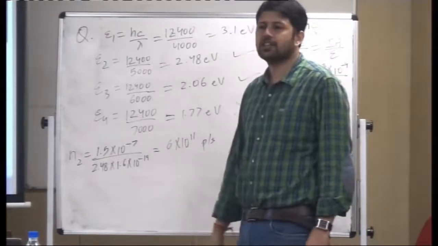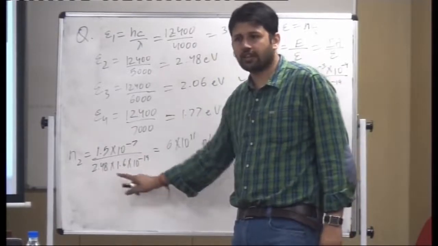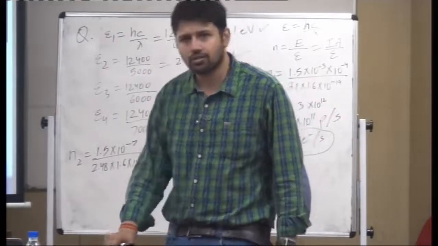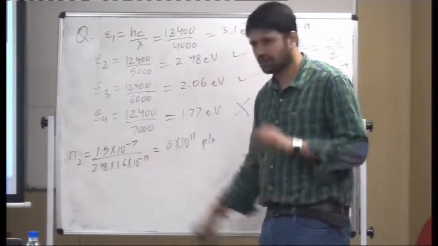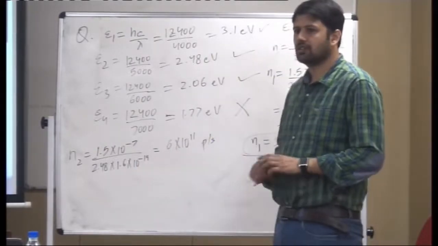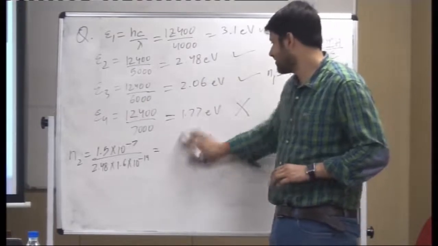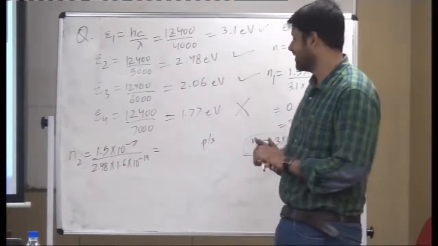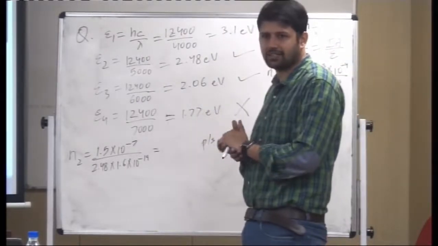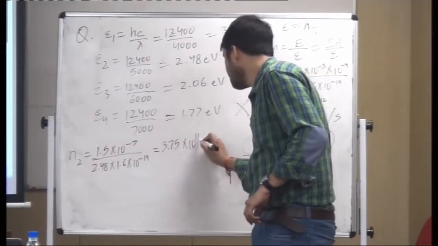As I said, you can use approximation. Just think that this is 2.5. 2.5 into 1.6, how much is that? 4. Somewhere around 4. If this is 4, this is not 6. Oh, I forgot to multiply 1.6. Okay, so it would be somewhere around 4, slightly less than 4. 3.75 into 10 raised to power 11.